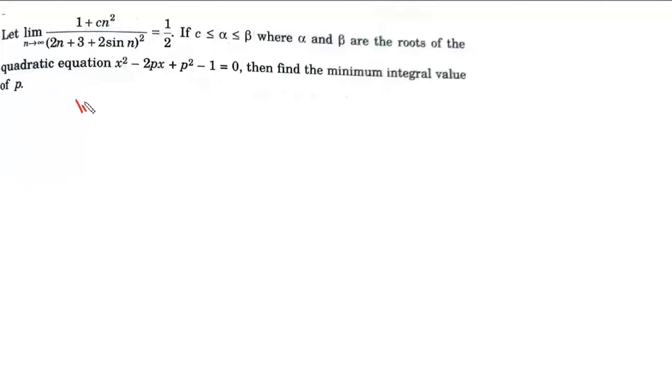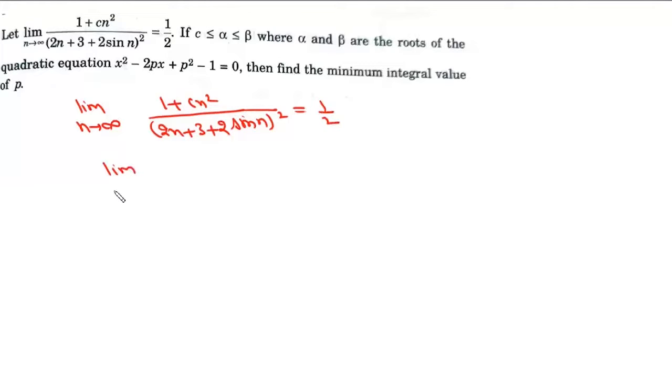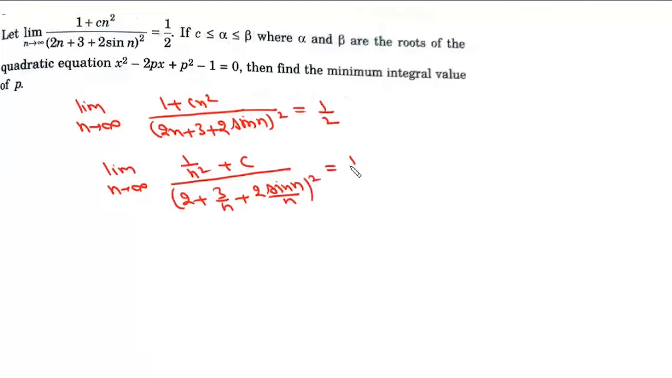Now the question is limit n tends to infinite, (1 plus c n square upon 2n plus 3 plus 2 sine n) whole square, and it is 1 by 2. Now we divide everything with n square. We can write this as limit n tends to infinite, (1 upon n square plus c, and here it will be 2 plus 3 upon n plus 2 sine n upon n) whole square, and this is 1 by 2.